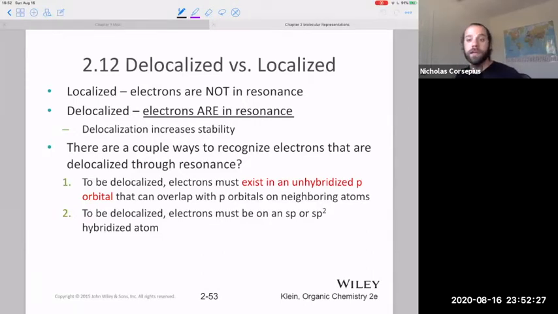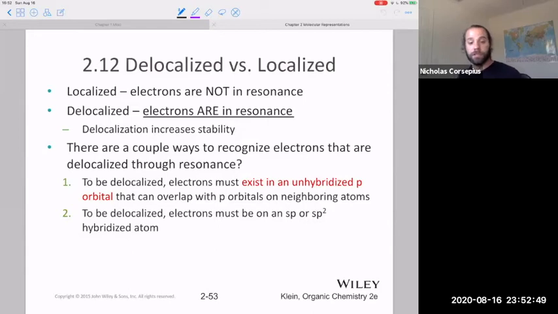Delocalization is good, we said. Remember, that means that electrons can be more spread out and there's less electron-electron repulsion, one of the reasons why it's a stabilizing effect. And we want to be able to spot when electrons are going to be delocalized. For the most part, it's pretty straightforward, but there are one or two little tricky situations that I want to make sure that we can spot.